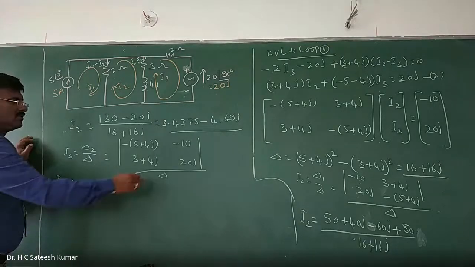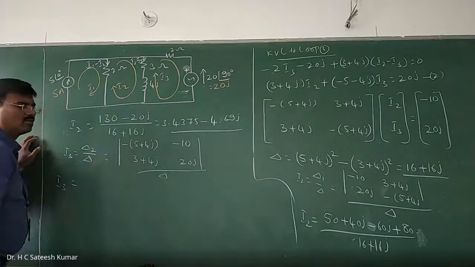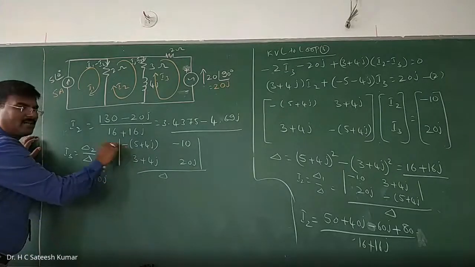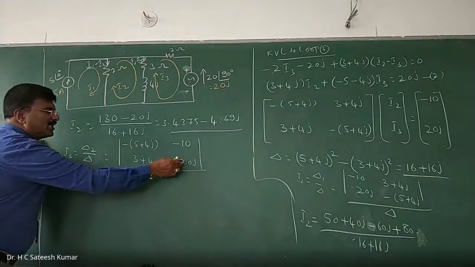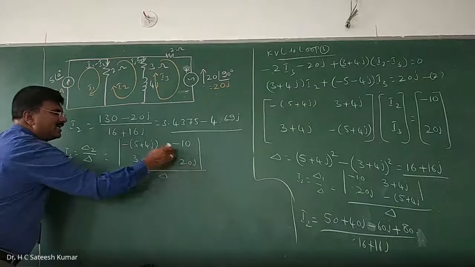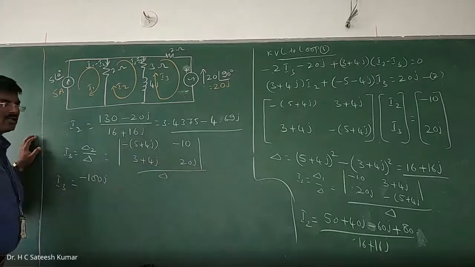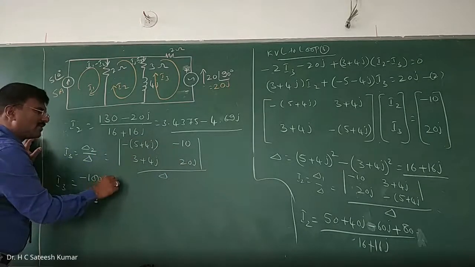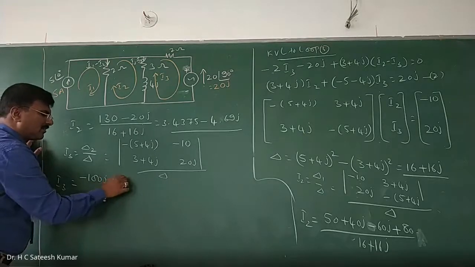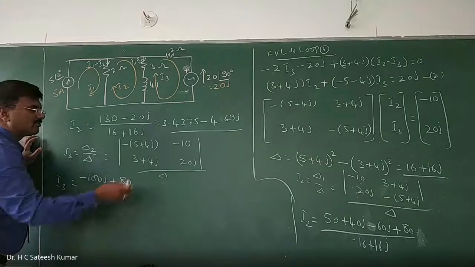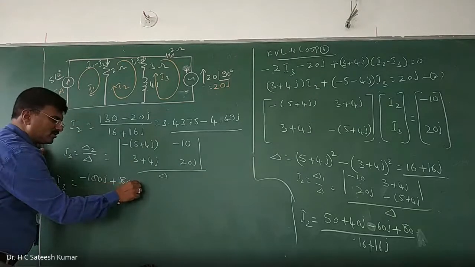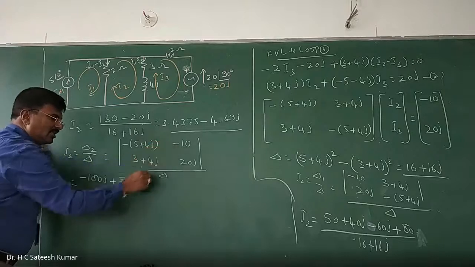What will you get? 20 into 5, 100, minus 100j. Minus this minus is there, minus 100j. 20 into 4, 80. j into j, j squared is minus 1. Minus into minus, plus 80. Okay, minus, the determinant sign is there, so minus of it becomes plus.